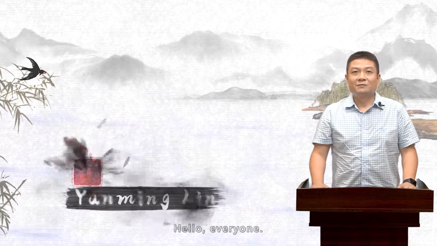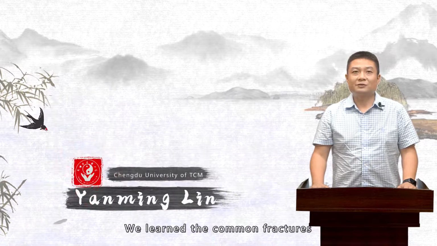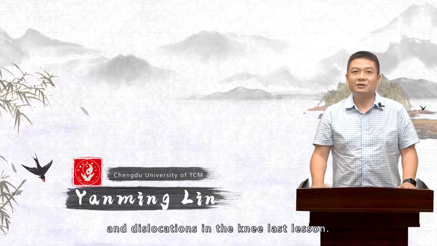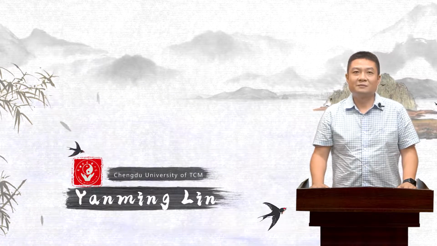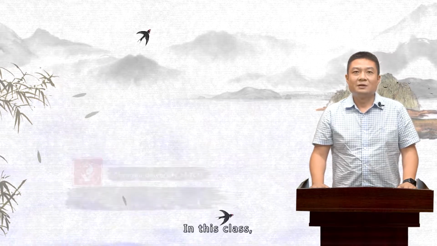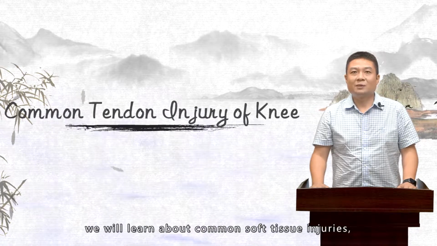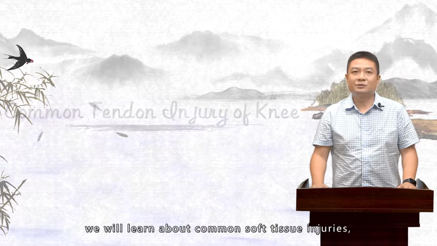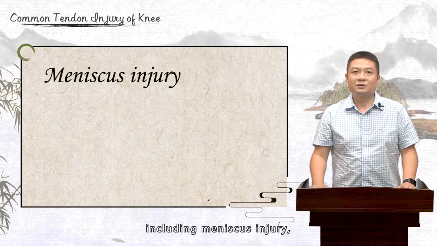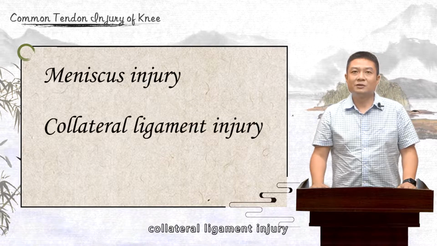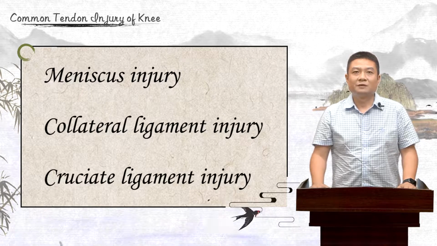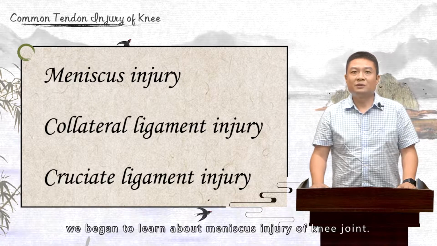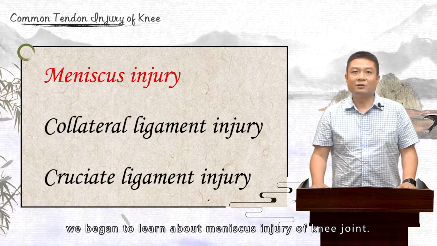Hello everyone. We learned the common fractures and their locations in the knee last lesson. I believe you have mastered them. In this class, we will learn about common soft tissue injuries, including meniscus injury, collateral ligament injury, and cruciate ligament injury. First, we begin to learn about meniscus injury of the knee joint.